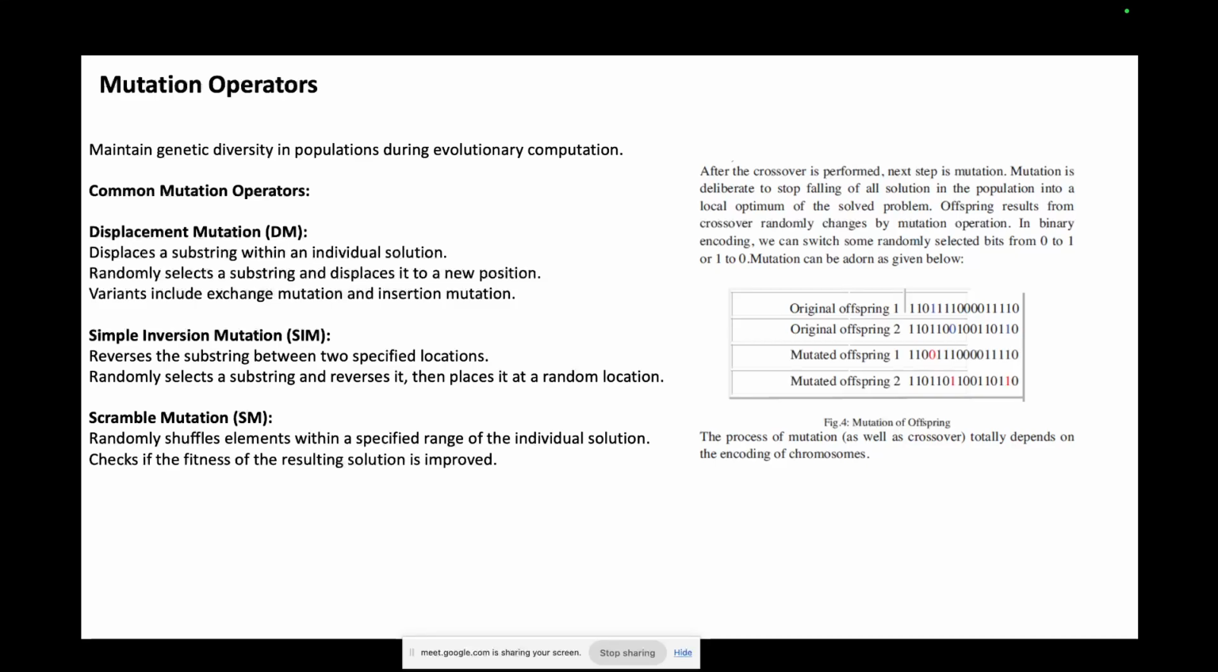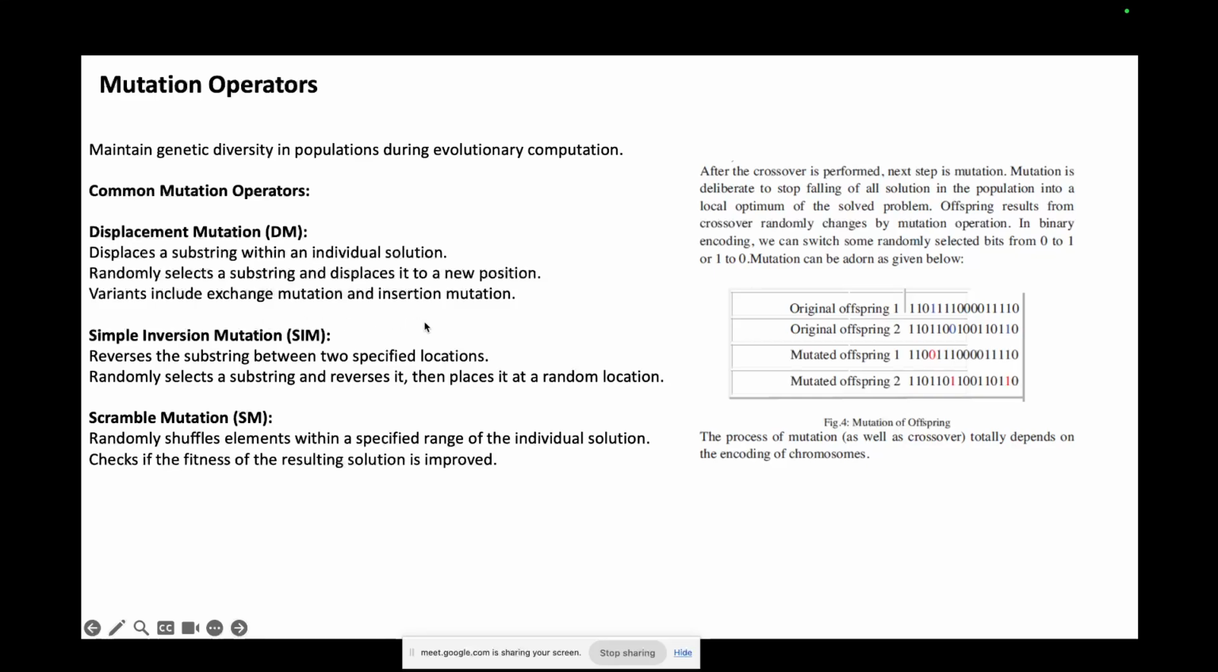So what will happen is the coding region will be shifted. The frame of the coding region will be shifted by two base pairs. So the protein that will be formed will be a malformed protein. It will not be the exact same type of protein that was supposed to be formed, right? So it's similar to an in-frame insertion or an in-frame deletion, something like that. So it displaces a substring within an individual solution, and it randomly selects a substring and displaces it to a new position. Variants include exchange mutations and insertion mutations as well.